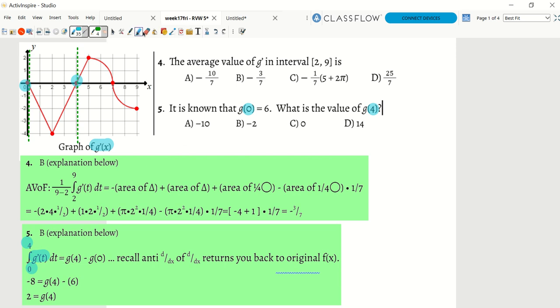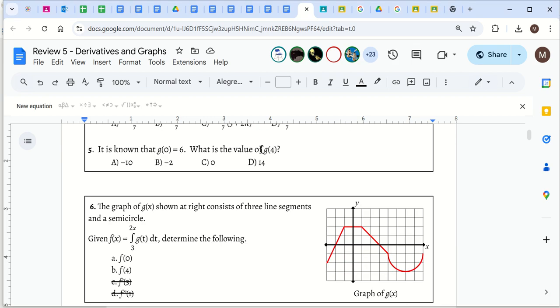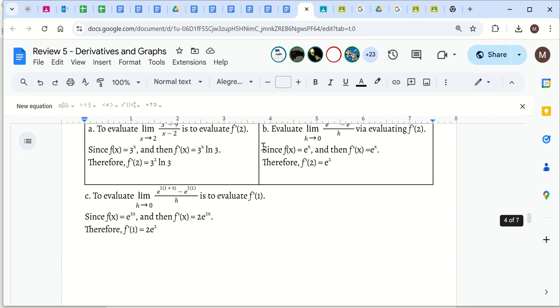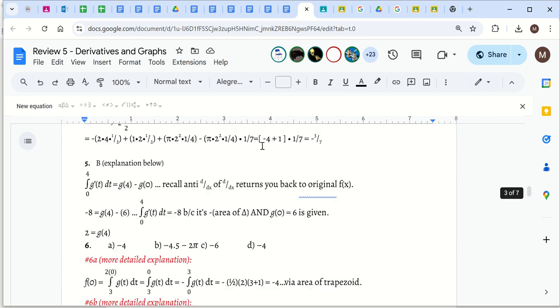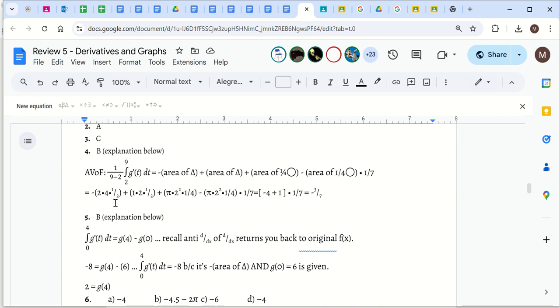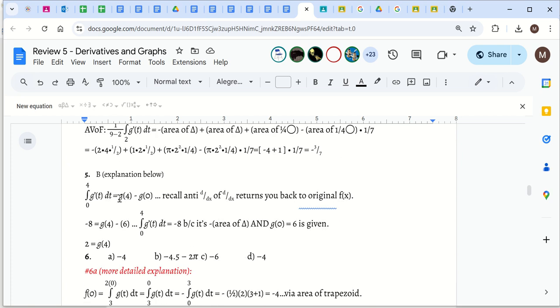And so this right here is the area of the triangle pointing downwards, which is negative 8. G of 0 is given to us, it's 6, given right here, okay? And then we just solve backwards for g of 4, and it should be negative 2. I made a typo, so I should say negative 2. Let me fix that right now. Number 5 should be negative 2, okay?